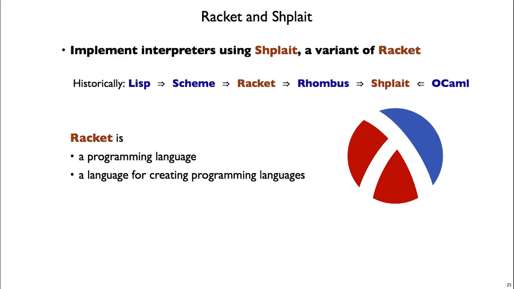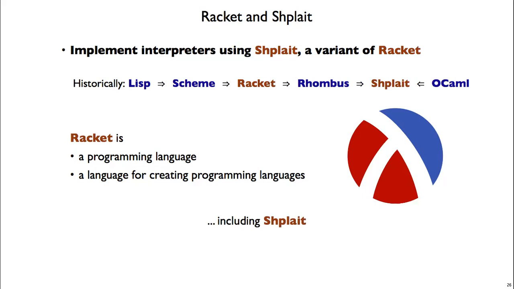Now, why use Racket? Well, first of all, your professors are programming language researchers, and Racket is the main tool that we use to get our work done. Racket is also a programming language that you can use for all sorts of things. And what sets it apart is that it's a language that has tools for creating other languages. So there's many examples for this in the Racket world, languages for typesetting, languages for writing type checkers, and there's Shplait, which is a language for implementing interpreters.